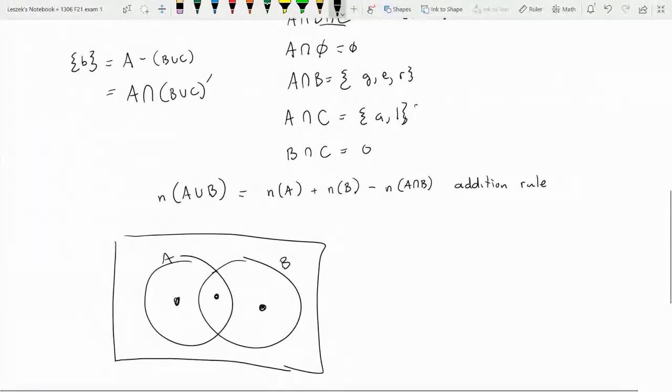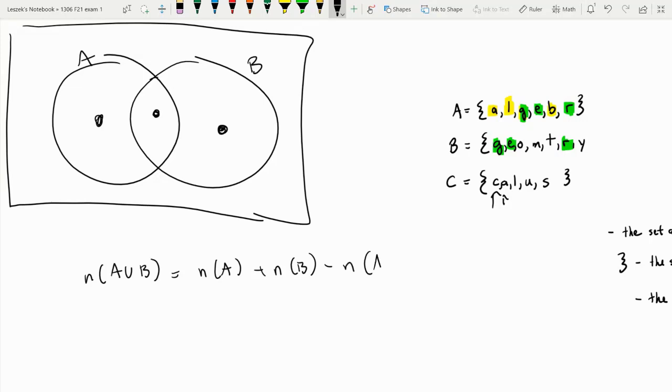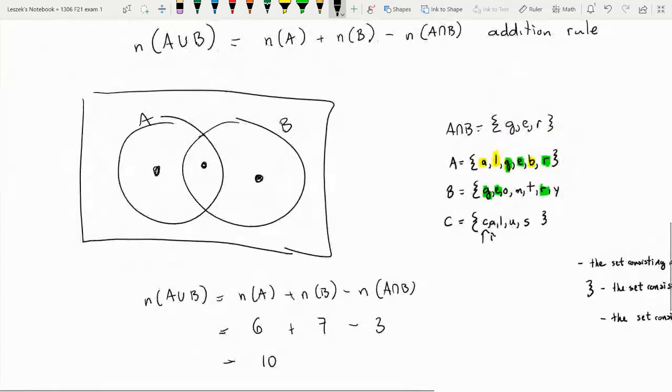So they might ask you for, didn't want to erase that. So if you want to count the number of things in A or B, again, according to the addition rule, you count the number of things in A, the number of things in B, minus the number of things in the intersection. Just to be clear, the intersection we already know consists of 3 letters. So that's 10 items. That's using the addition rule.